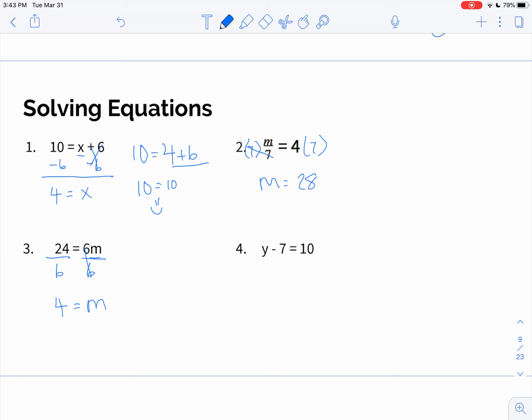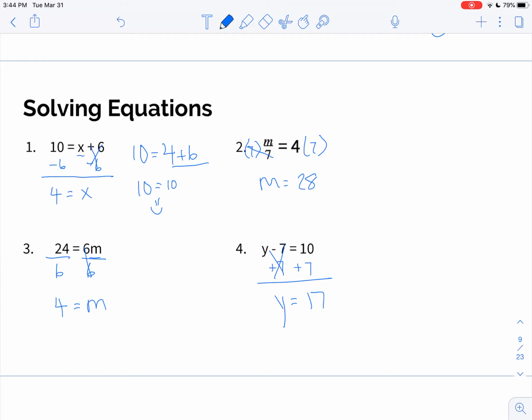So number 4, y minus 7 equals 10. The opposite of subtracting 7 is adding 7 to each side of the equation. These cancel out. We have y equals 17. And that is actually it for today's lesson.